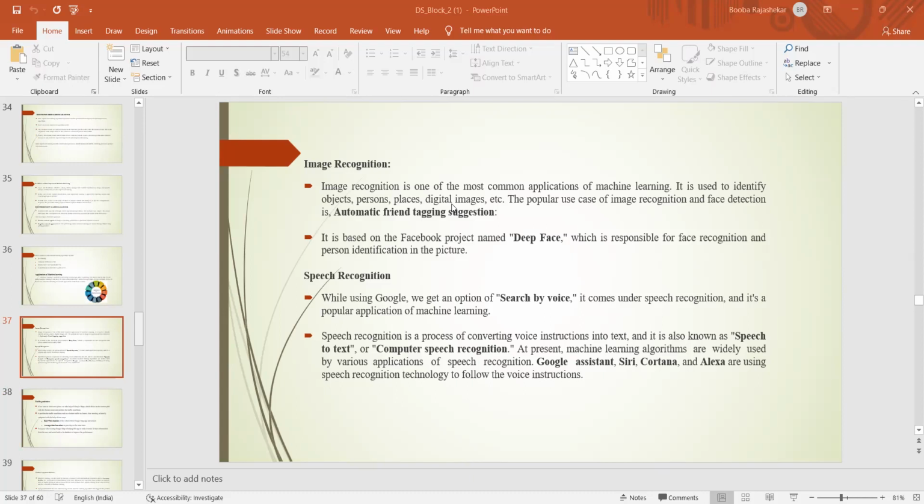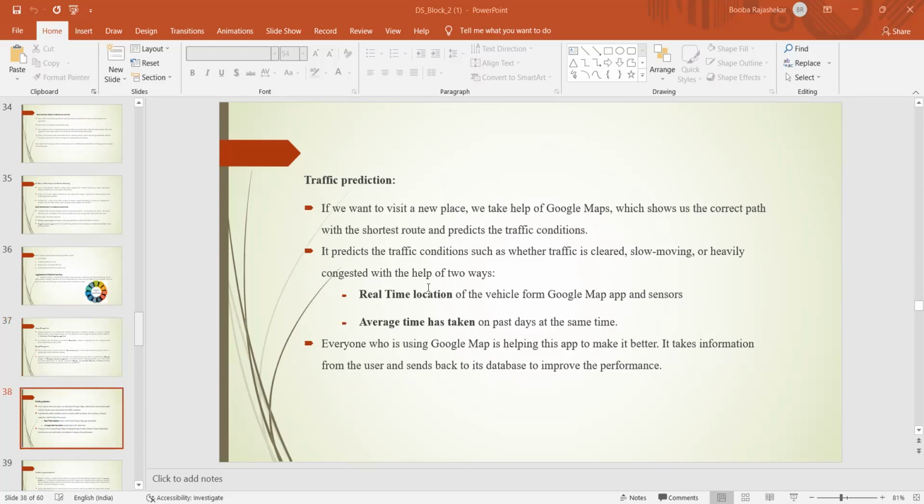At present, machine learning algorithms are widely used in various applications of speech recognition. Google Assistant, Siri, Cortana and Alexa are using speech recognition technology to follow the voice. So these are the main applications where machine learning algorithms are used.